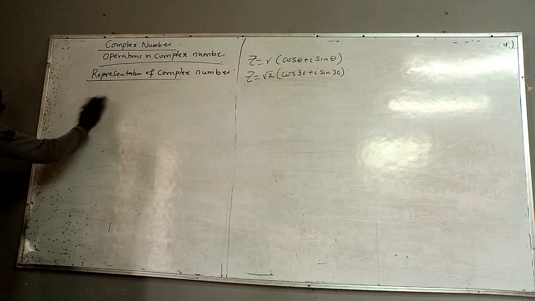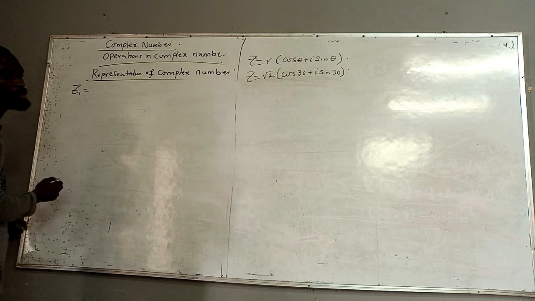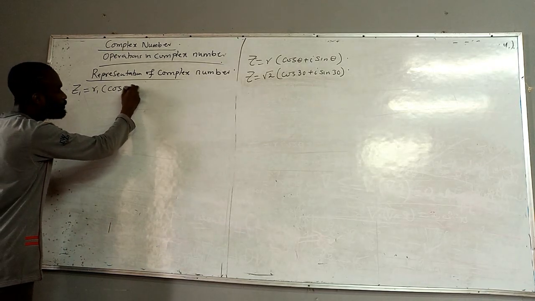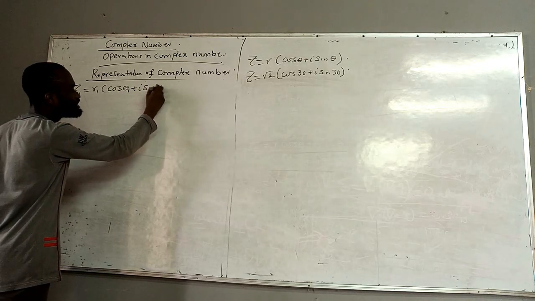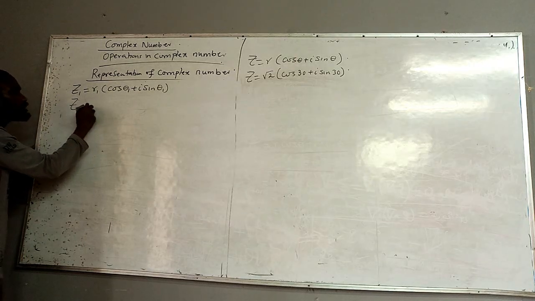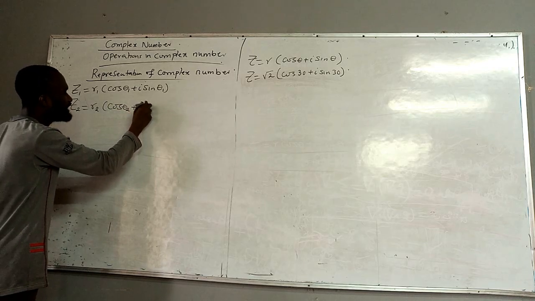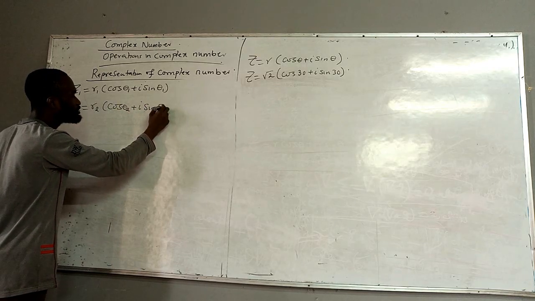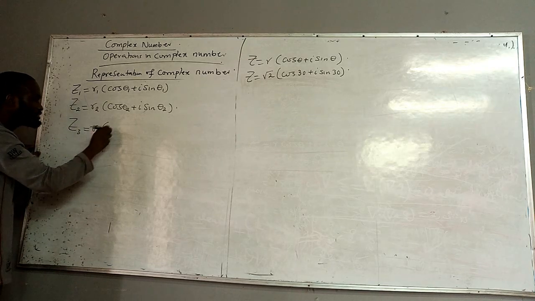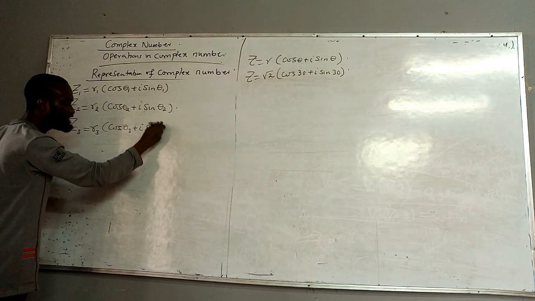Let's see the product in polar form. Let z1 equal r1 into cos theta 1 plus I sin theta 1, and z2 equal r2 into cos theta 2 plus I sin theta 2. And z3 equals r3 into cos theta 3 plus I sin theta 3.